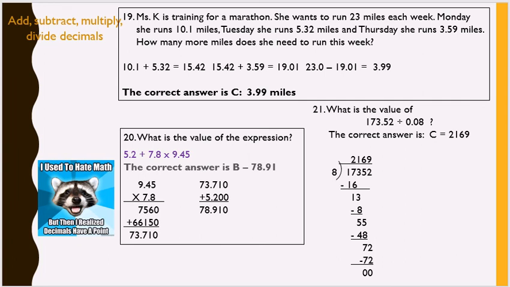In 173.52, we again move the decimal place 2 points over. So then we have whole numbers of 8 and 17,352. Well, we complete the division as shown, and the correct answer is 2,169.